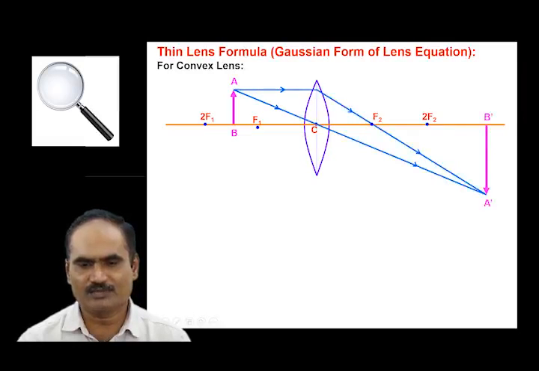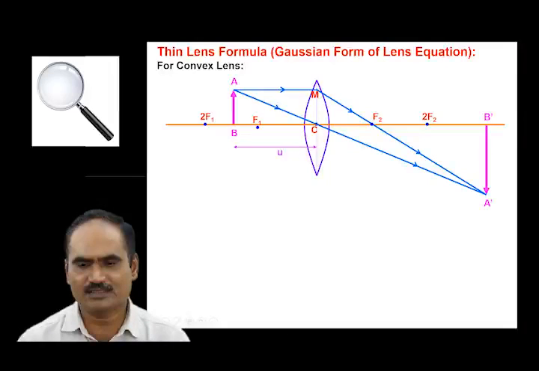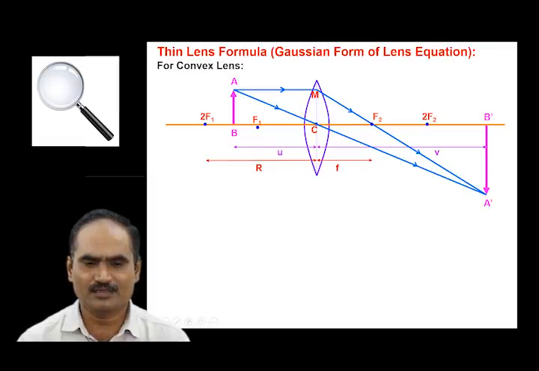So a light ray parallel to the principal axis, after refracting through the lens, will pass through F2 and go like this. In the same way, a light ray passing through the center of curvature goes without deviation, and these two rays intersect each other and form the image here. That is called A dash B dash. So this distance is the object distance between where you keep the object and the optical center, and the image distance is the distance between the image and the optical center. And the distance between the principal focus F2 and C is taken as F, and the distance between 2F and C will be taken as R here.